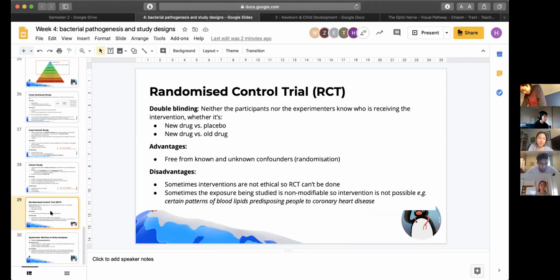Some disadvantages is that sometimes the interventions that you are investigating are not ethical. So you can't forcibly put someone through a particular RCT. So you can't actually do that. And that's one of the major disadvantages of a randomized control trial.